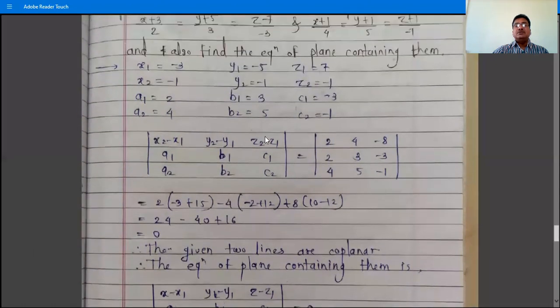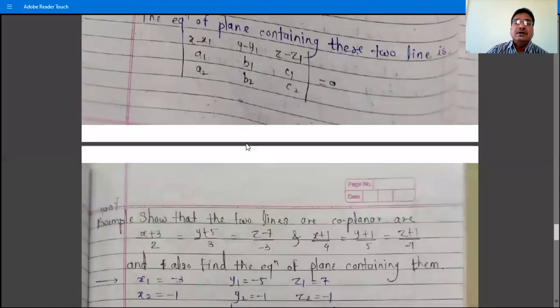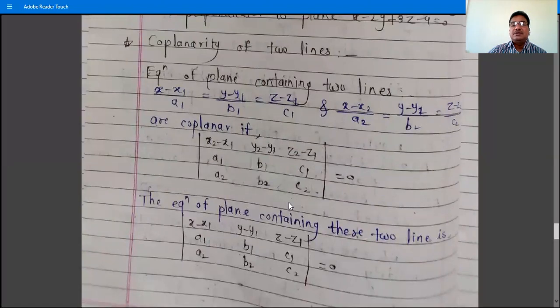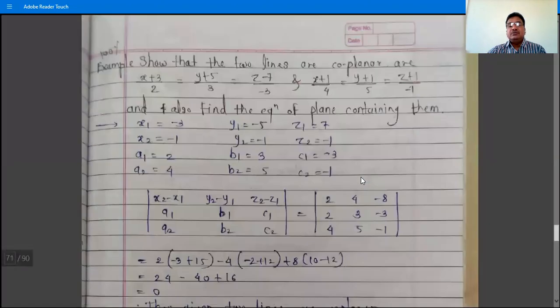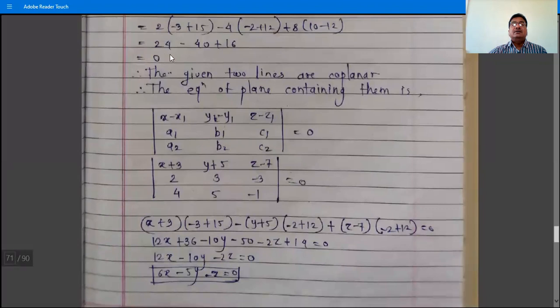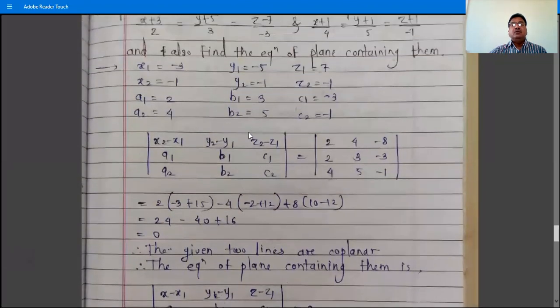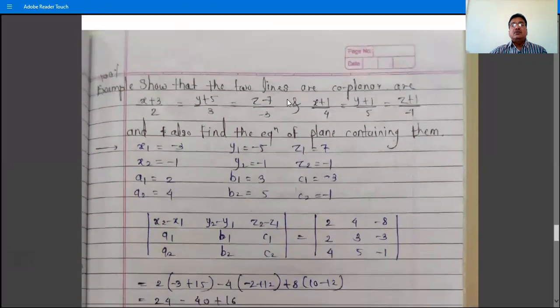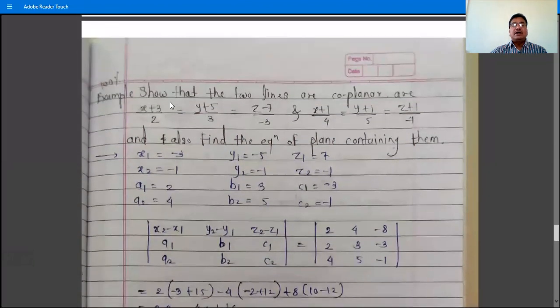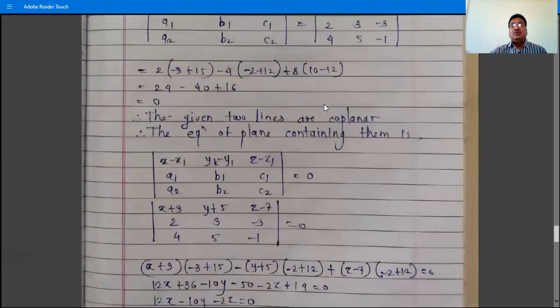Don't take it as equal to 0. We have to show it is equal to 0. So consider the LHS of this determinant, and show it is equal to 0. So the addition of these three numbers is 0, and therefore the given two lines are coplanar.